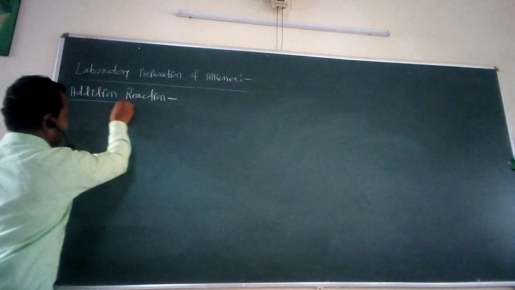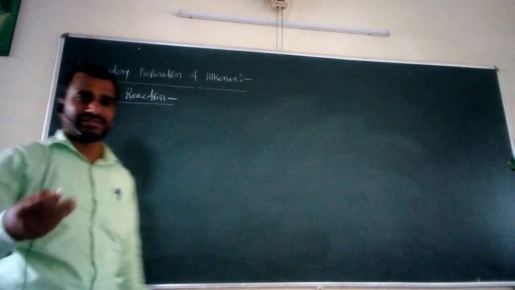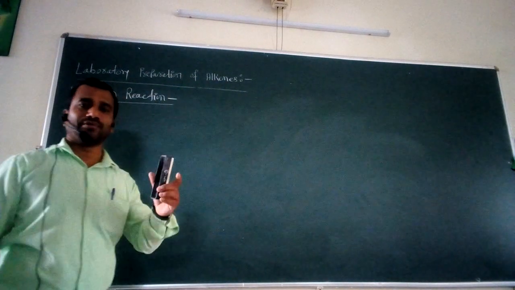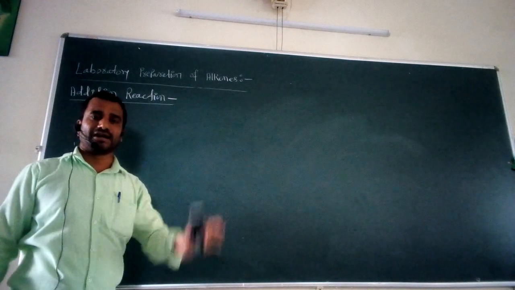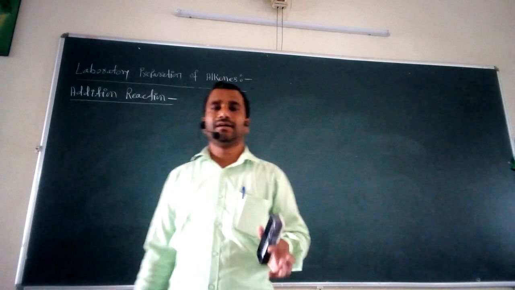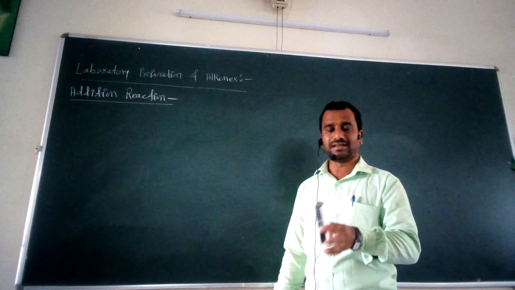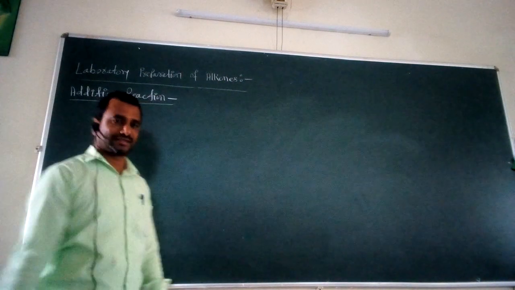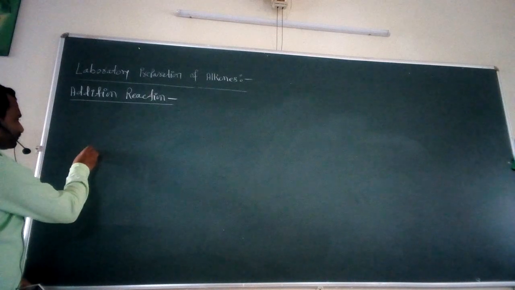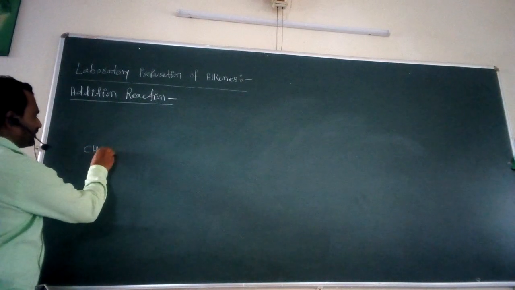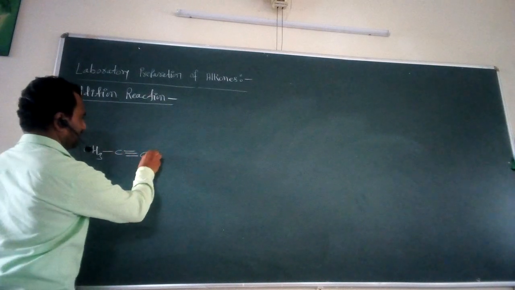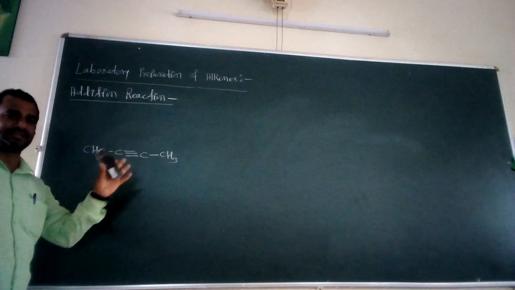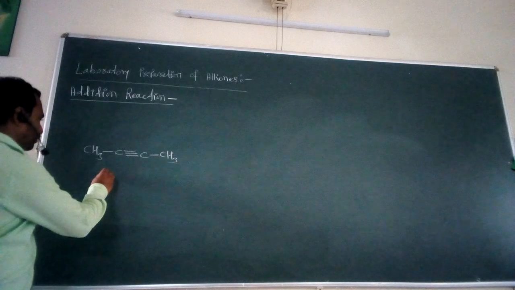Now, we know what an addition reaction is. So, we now take specific reactions of this addition type. First of all, we take an important reaction, that is the addition of hydrogen to the alkynes, and that is nothing but a reduction reaction. For this purpose, I take a simple example of an alkyne, CH3, C triple bond C, single bond CH3. I take a reactant molecule as an alkyne, and that is nothing but 2-butyne.